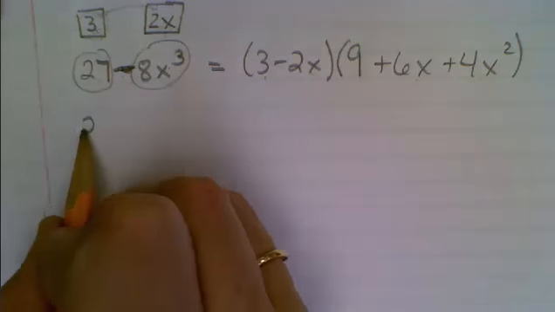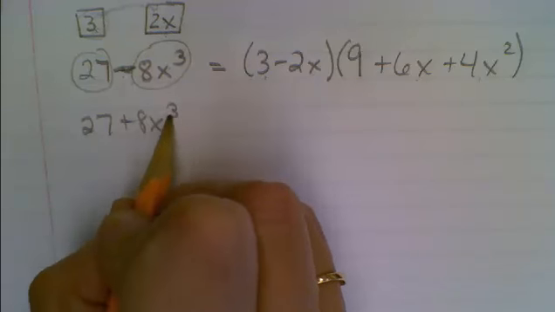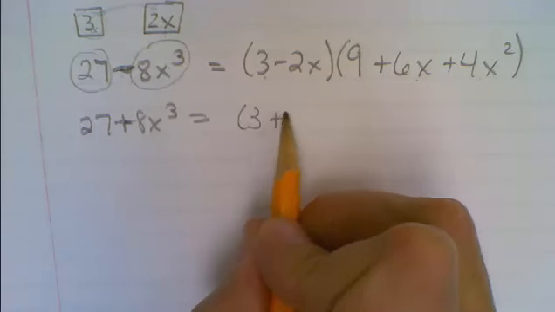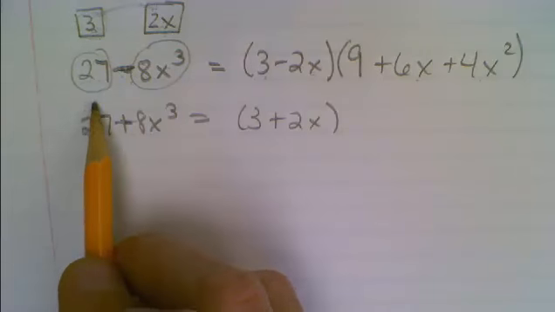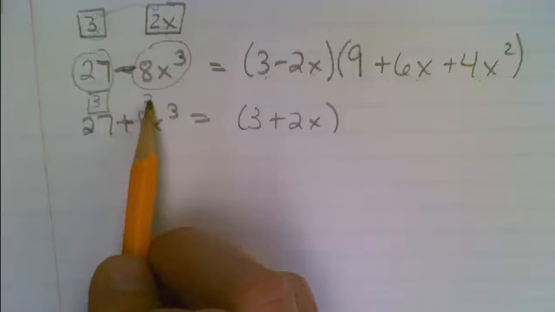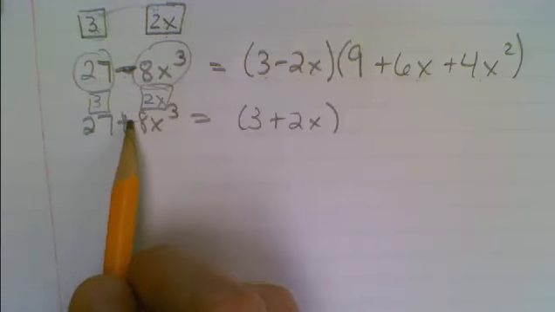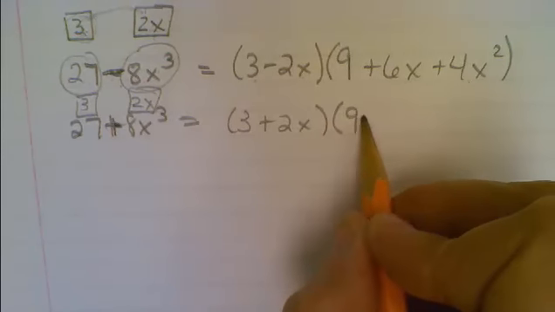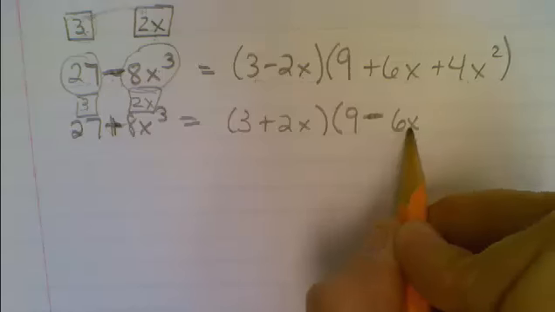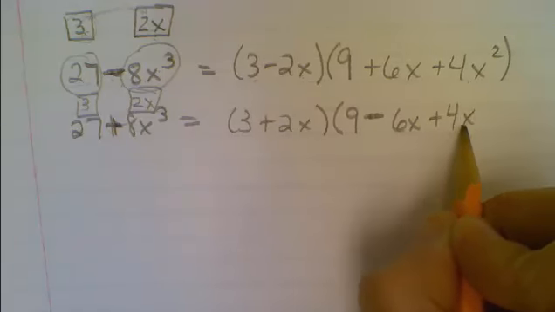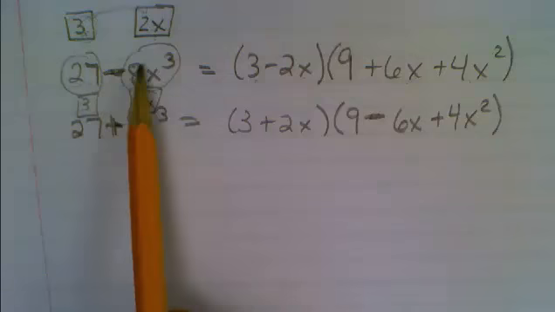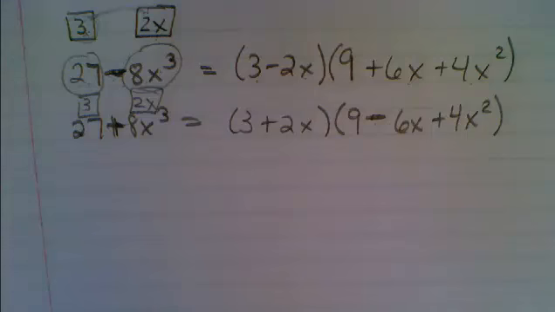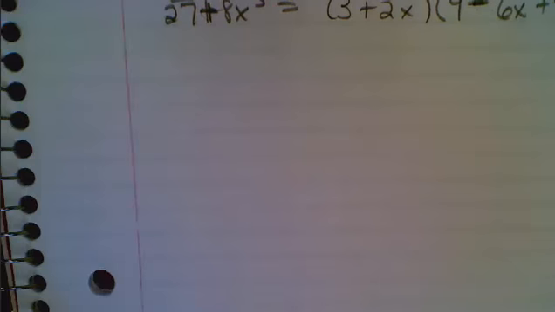Now just to show you the difference with a sum of cubes, if that would have been a plus sign in here, we would have 3 plus 2x, so it's this base 3, and this base was 2x, and we use the plus sign in between, but then we're still going to square, but now the minus sign is going to go here for the middle term. Everything else stays the same. So difference of cubes, the minus sign goes here, sum of cubes, the minus sign goes there. Okay, so that's sum and difference of cubes.